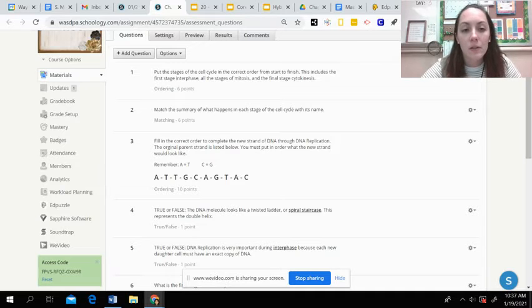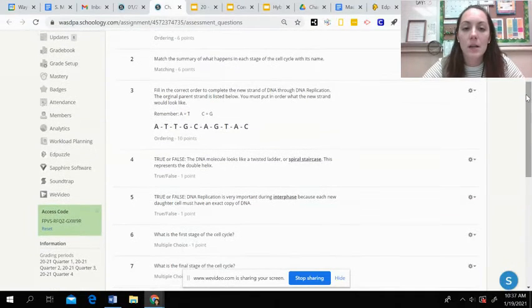You will notice that the first stage is interphase and then the last stage is cytokinesis. So I already gave you two of your answers. You need to correctly order then the stages of mitosis. Your matching is going to be a summary of what happens in each stage of the cell cycle, so make sure you understand what happens in each stage.